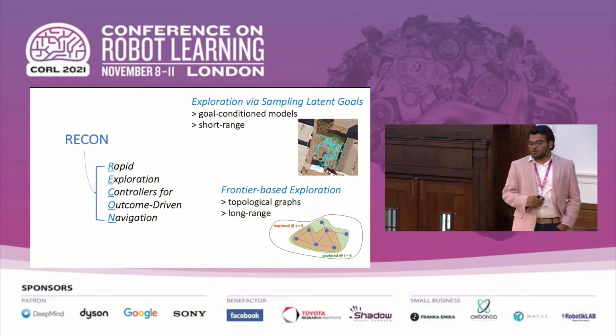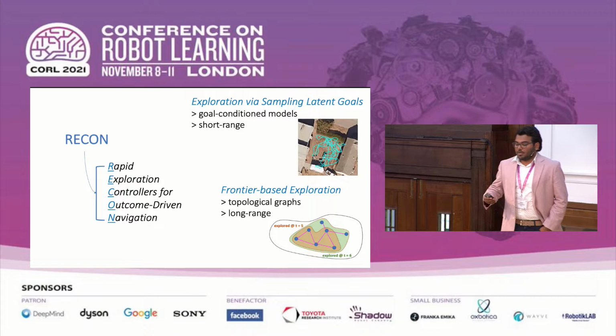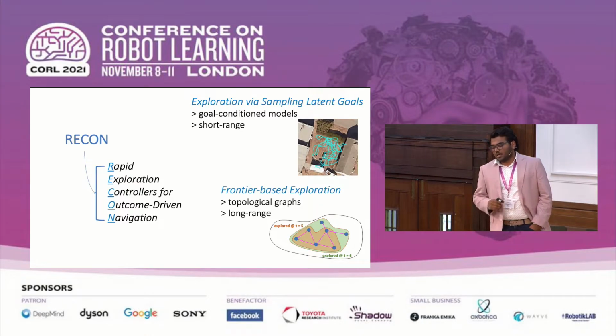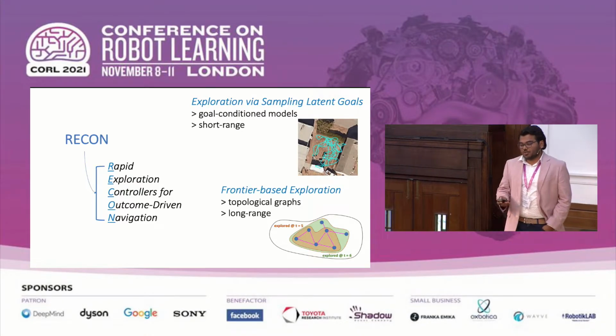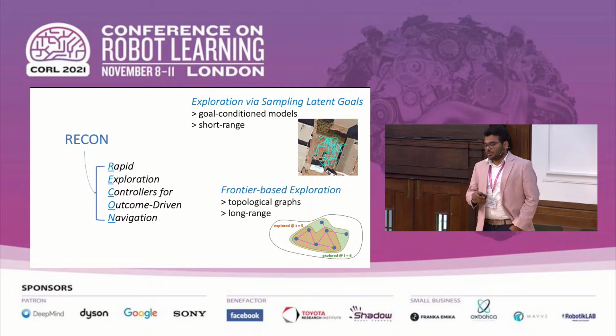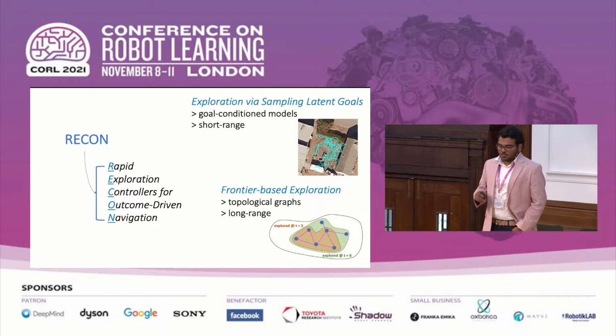We find that our approach is able to rapidly explore and represent the information necessary for navigation while relying solely on an offline data set of trajectories containing image observations with no expert demonstrations or annotations.